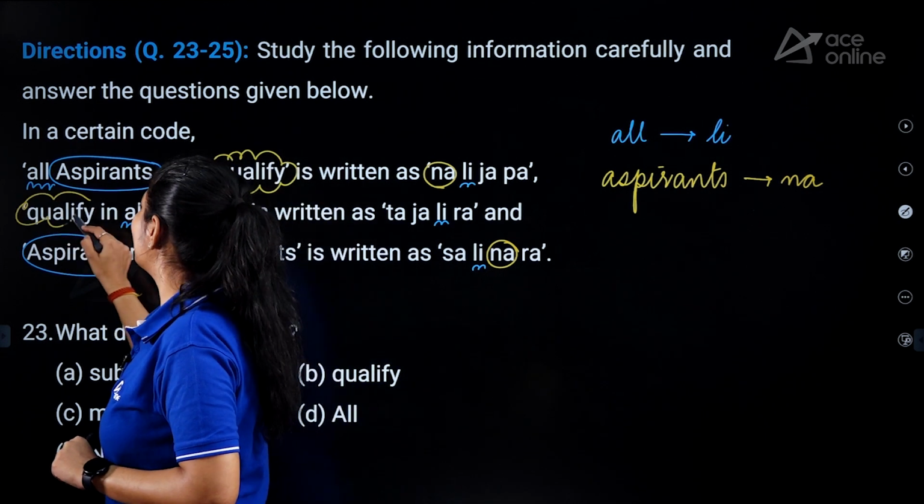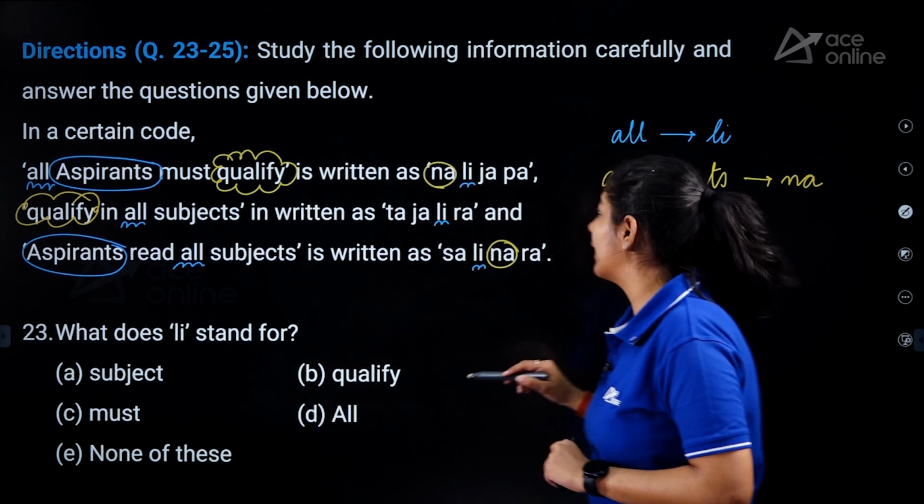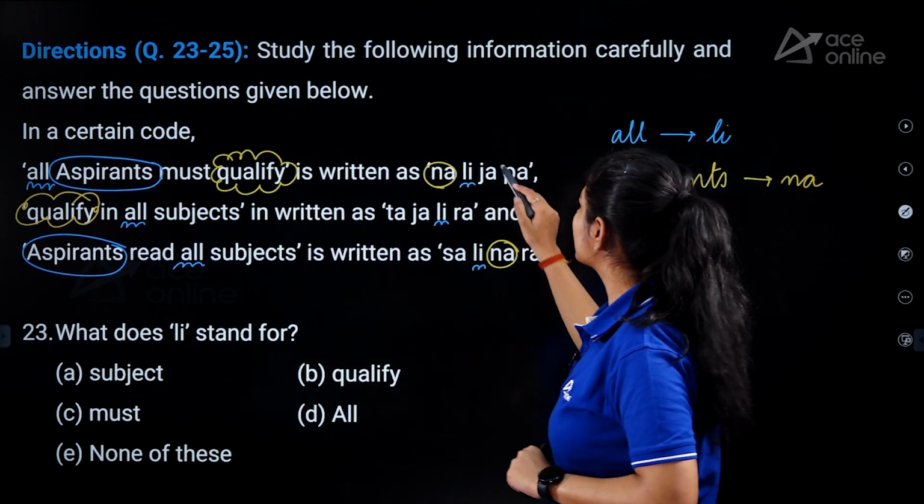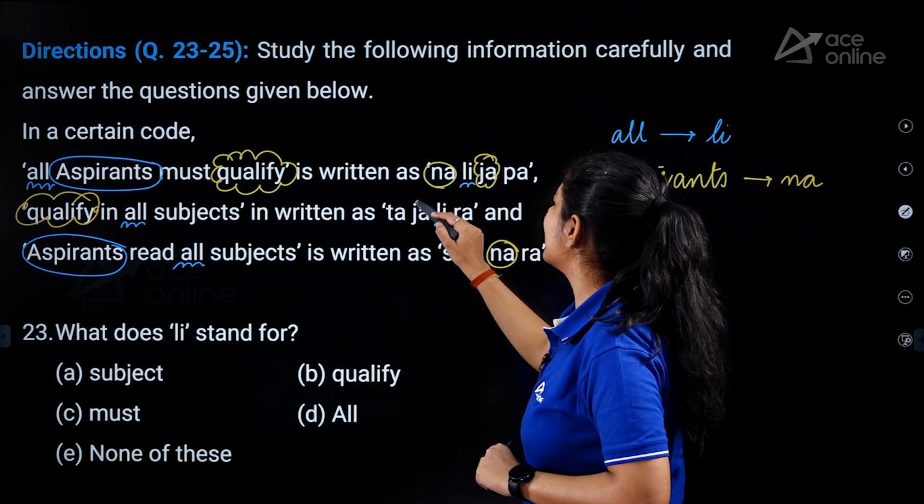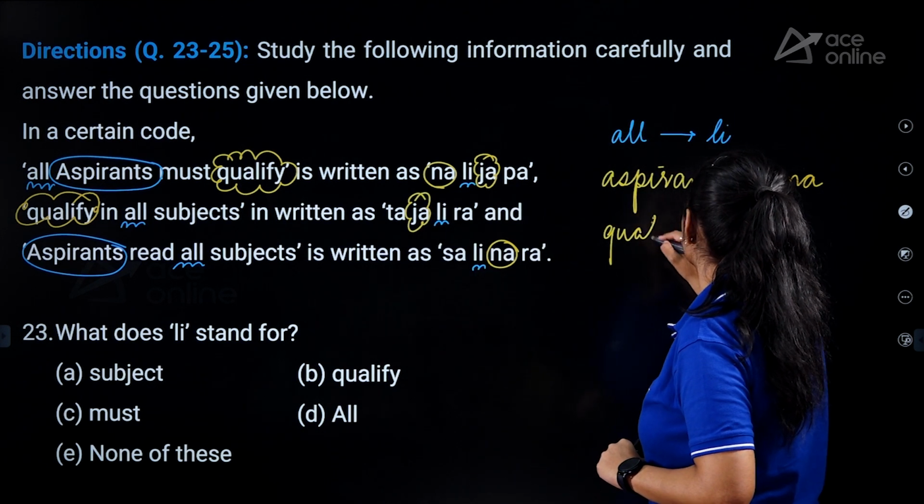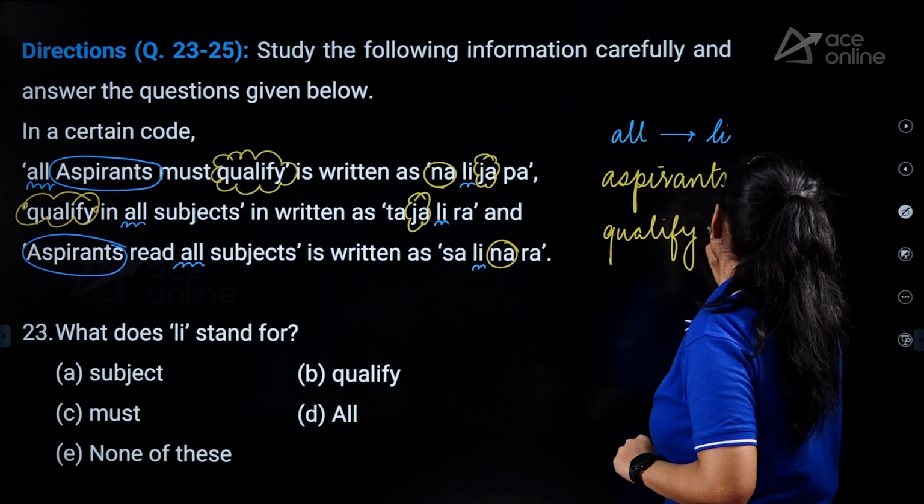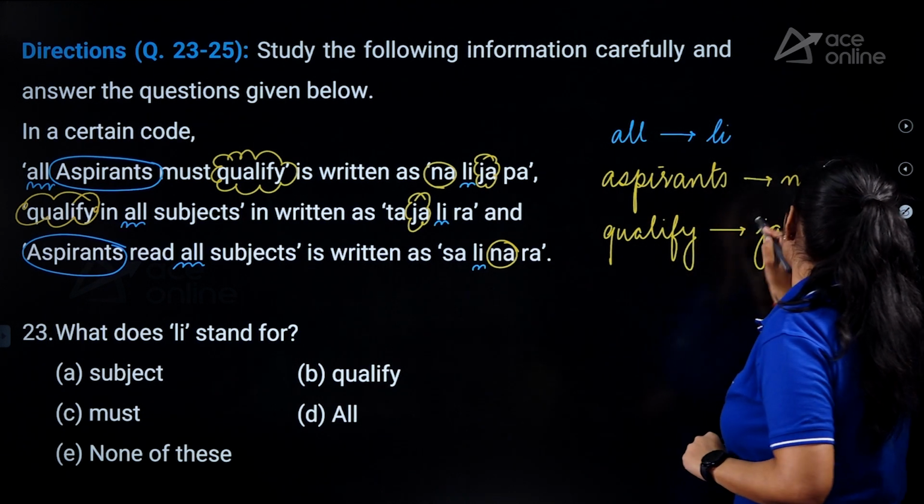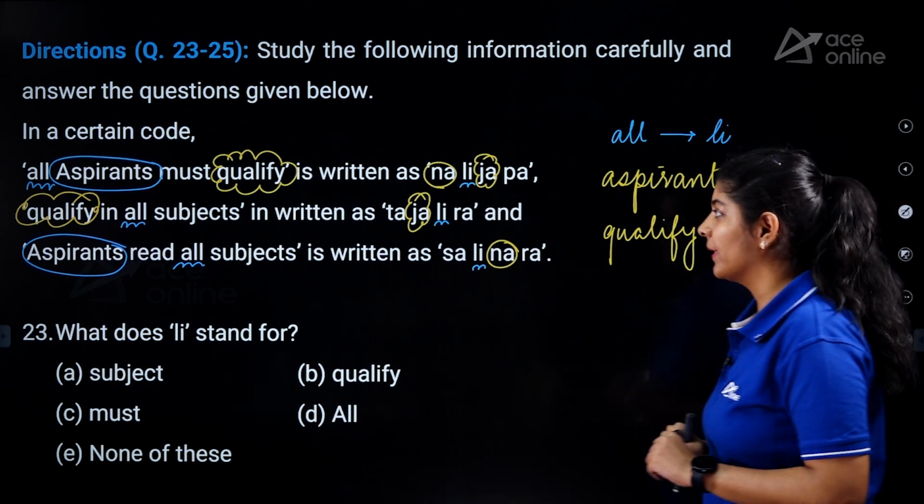This qualify word is common in these two lines. And if we talk about the common code, then we can say that this JA is common. So, qualify is JA. Okay.